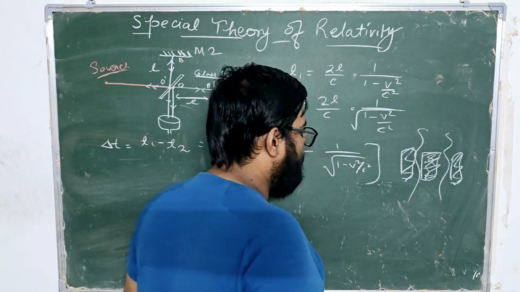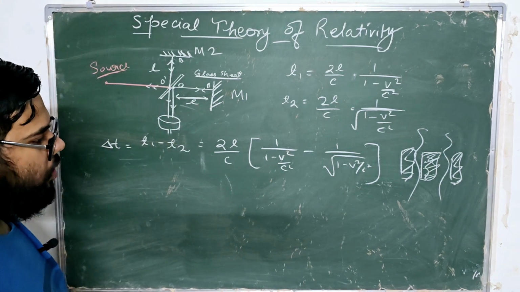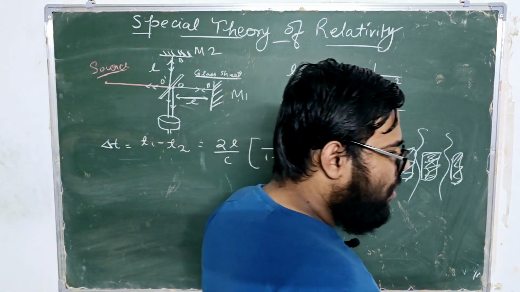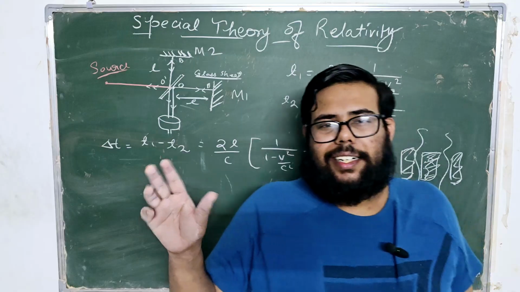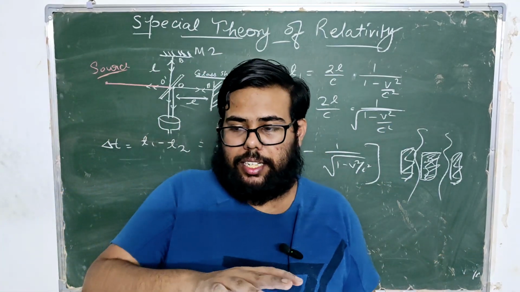This is the gap, the dark fringes, this is the bright fringes and all. Okay, now I told earlier that it was made to float on that mercury liquid, I guess.